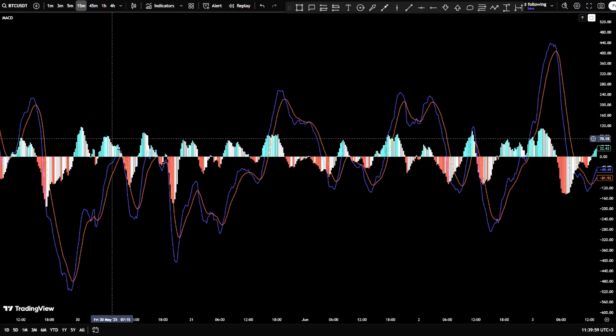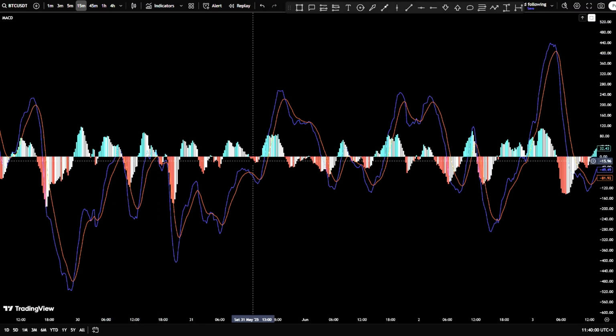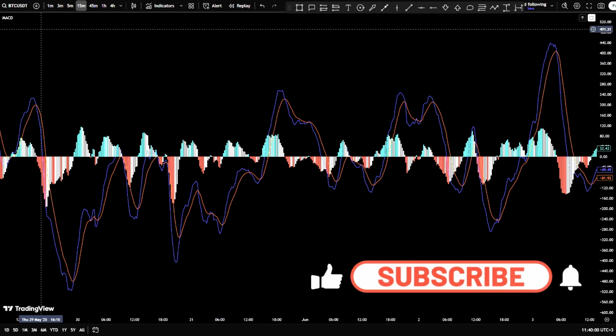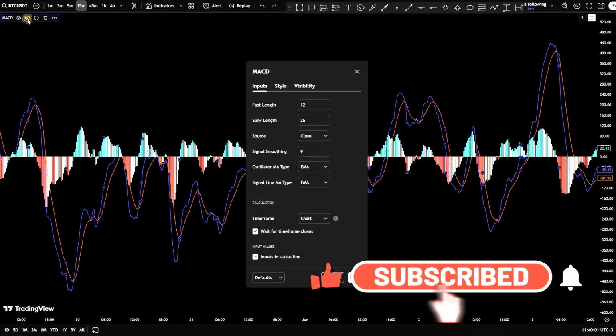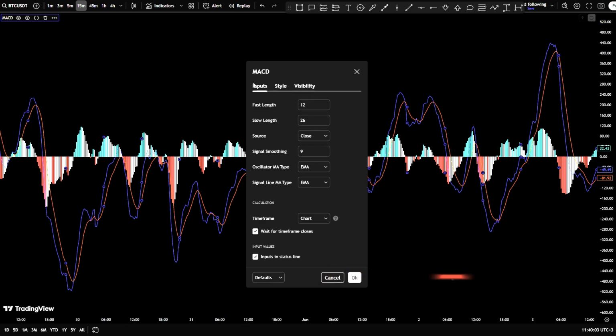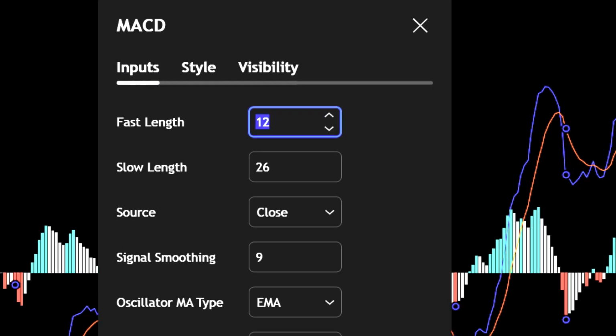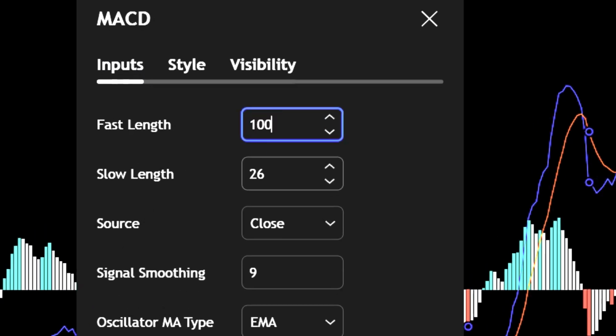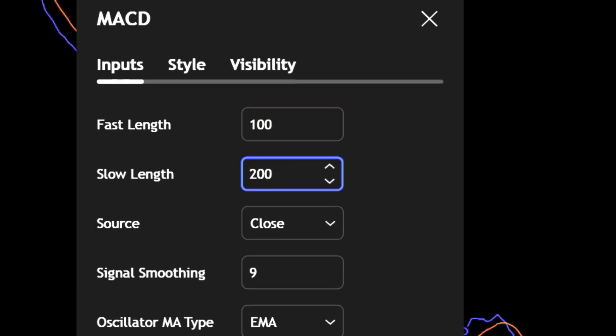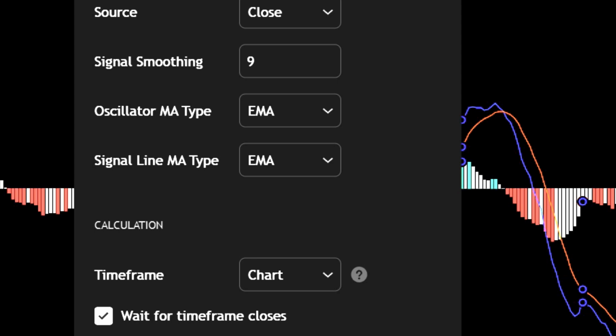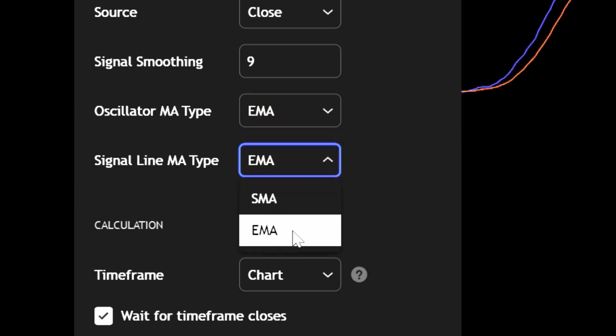Alright, here's the scoop. The default MACD settings work great for spotting signals, but they're not great for confirming a trade. So we're gonna tweak it to sync up perfectly with the Bollinger Bands breakout strategy. Head to the MACD settings and crank up the length. Set the fast length to 100 and the slow length to 200. Leave the MA type on the default EMA. No need to mess with that.